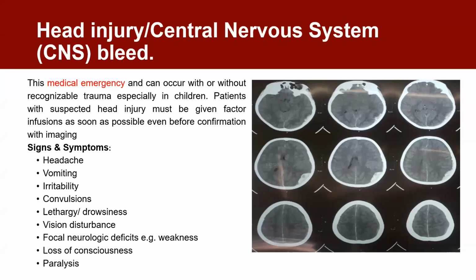Some have visual disturbance, there are focal neurological deficits, for example, weakness, even a whole right-sided or left-sided weakness can be indicative of head injury. Loss of consciousness, some actually come in coma at the ANE. So that means the bleed has prolonged and it's quite extensive. Some also have paralysis.